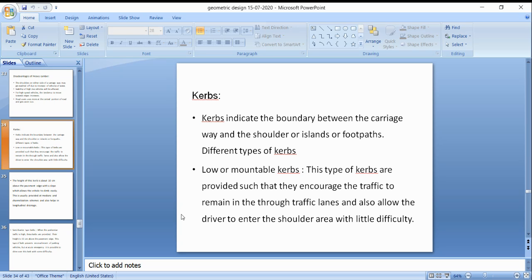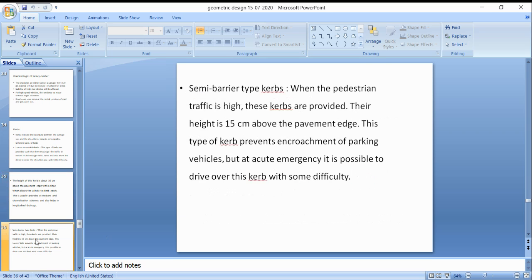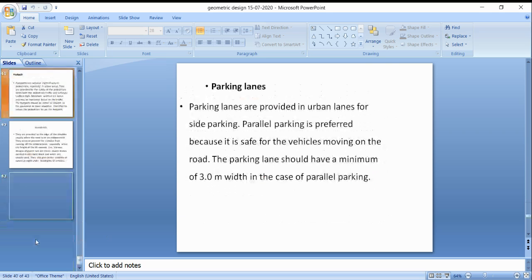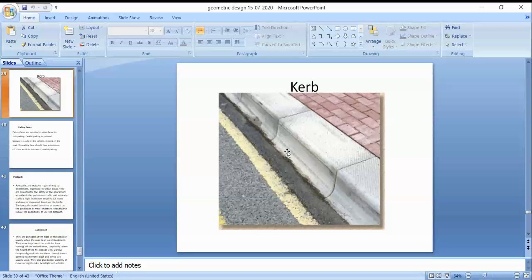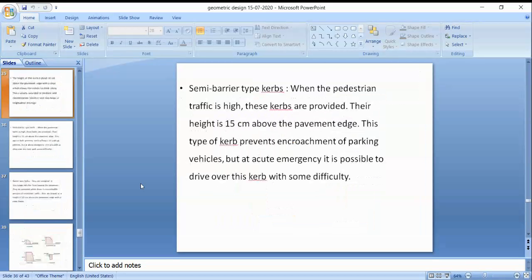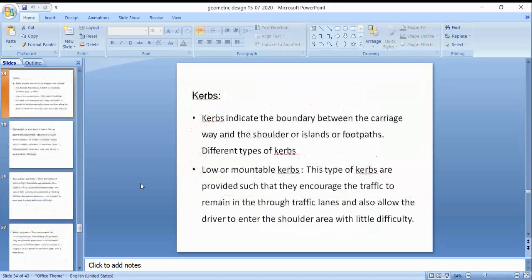Next comes the curb. Curbs indicate the boundary between the carriageway and the shoulders, islands or footway. Here, this is the curb. You can say this is the shoulder and this is the carriageway. So the curb indicates the boundary between the carriageway and the shoulders or islands or the footpath. Different types of curbs are there.